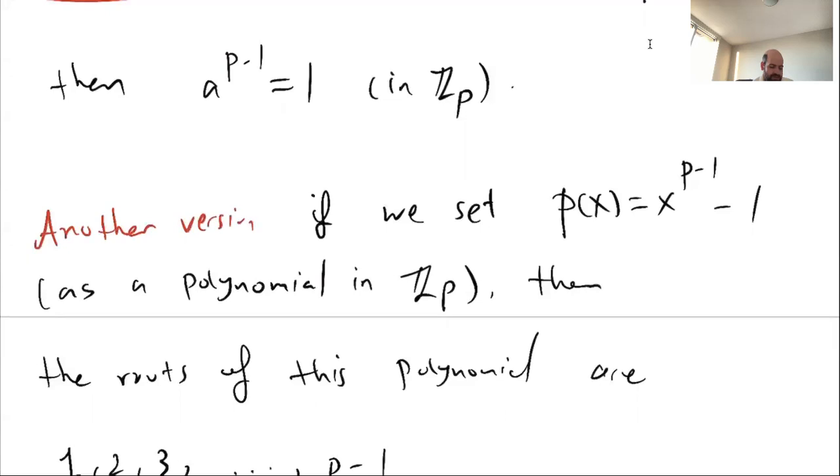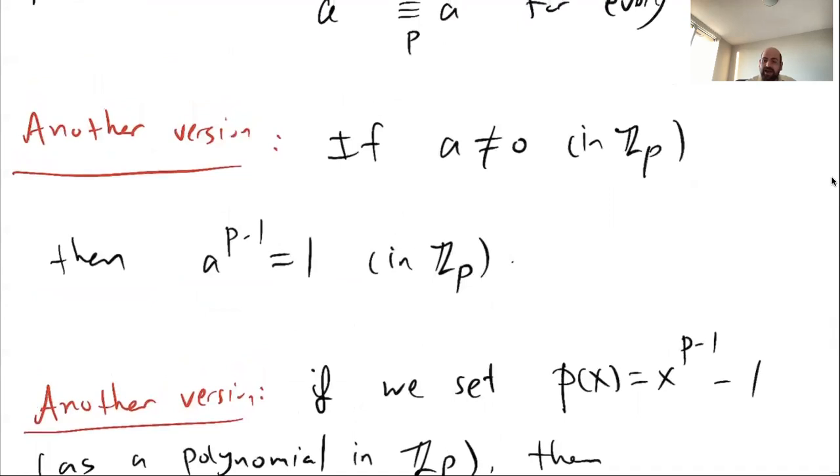So this is very interesting. Look at this polynomial, x to the power p minus 1, minus 1. It's a polynomial of degree p minus 1. Lagrange's theorem says that this polynomial can have at most p minus 1 roots in Z_p. And Fermat's theorem says it actually has p minus 1 roots. Which p minus 1 roots?